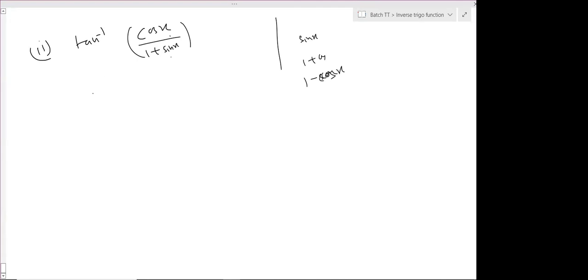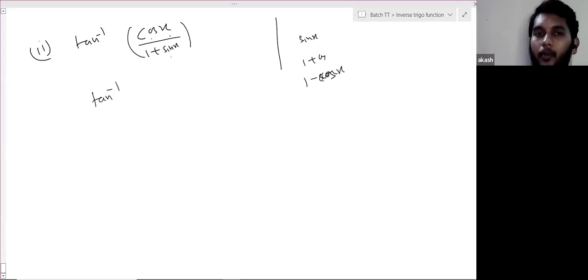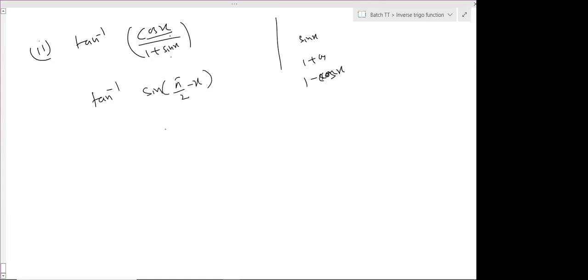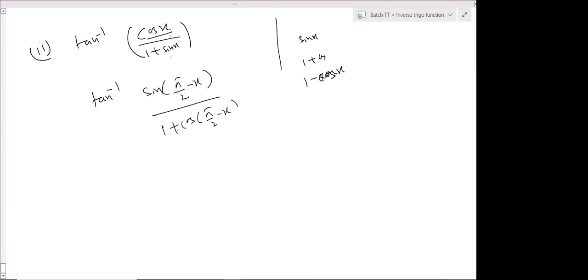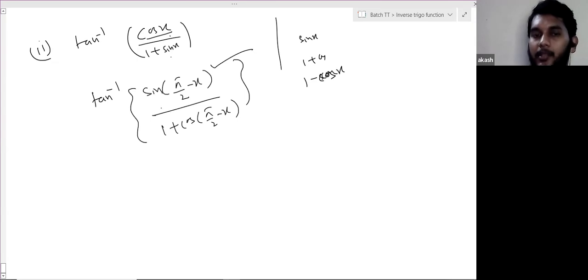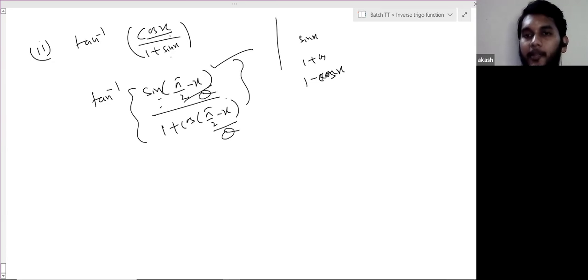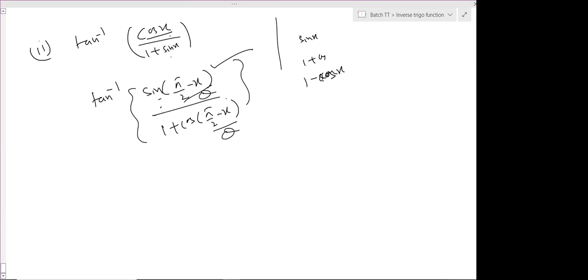No, sir. See, this is tan inverse. Cos x, can I write as sin of pi by 2 minus x? Yes or no? Right? And this is 1 plus cos of pi by 2 minus x, right? So this thing now is converted to the formula we know. This is just sine of some angle, so you can take it as theta. This is also theta. So sine theta upon 1 plus cos theta. Now you can use the formulas and solve, right? All right. Try to solve this.